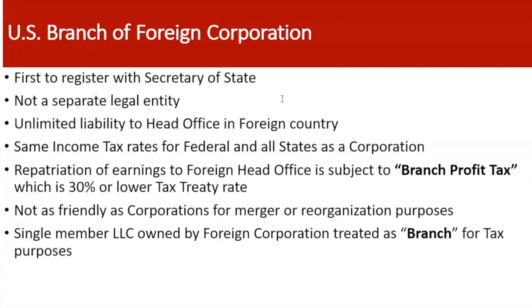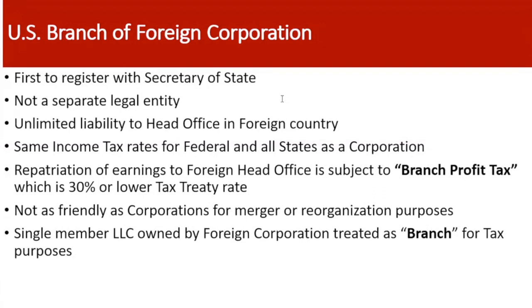we need to keep this particular exposure in mind when we advise clients, because many a time foreign clients do prefer to have a branch because it has some ease of operation. Another thing is, if the branch loses money, which is normally the case in the initial years, the head office can use those losses in the foreign country and reduce its taxes there. Because of that, they prefer to have a branch, but they are not aware of the unlimited liability exposure.